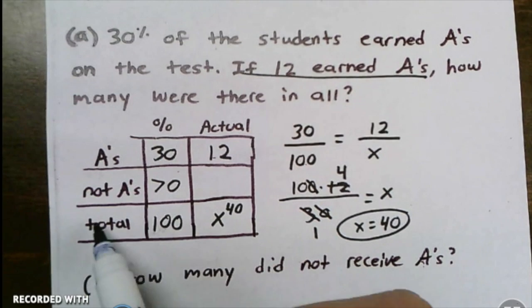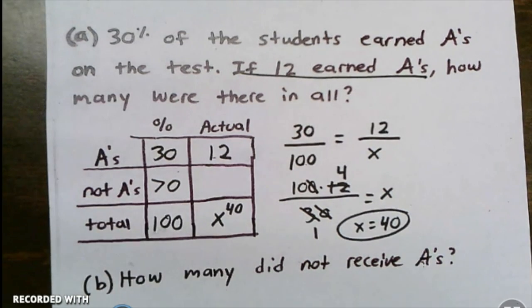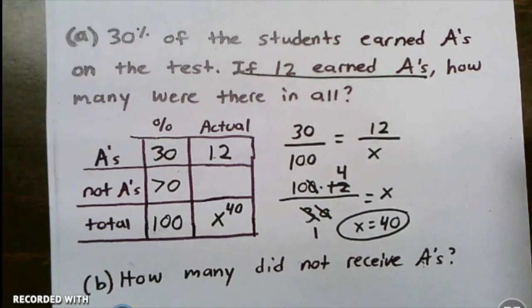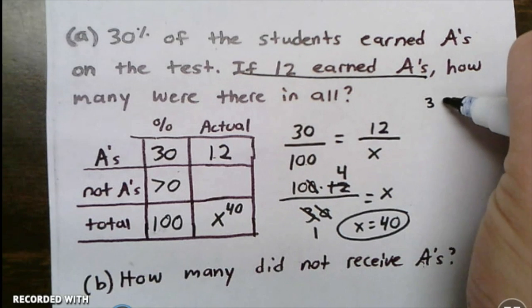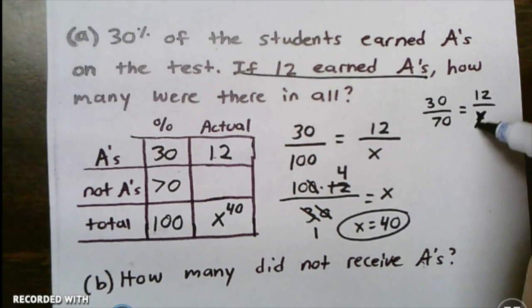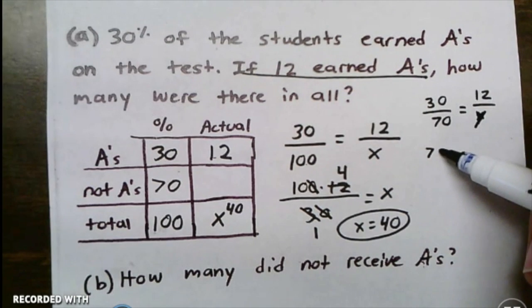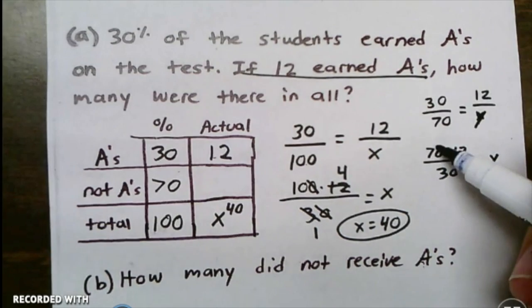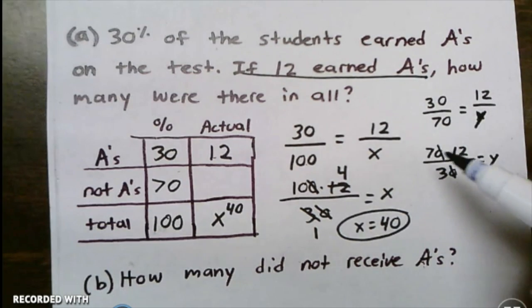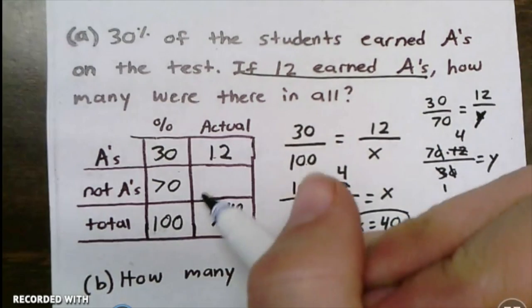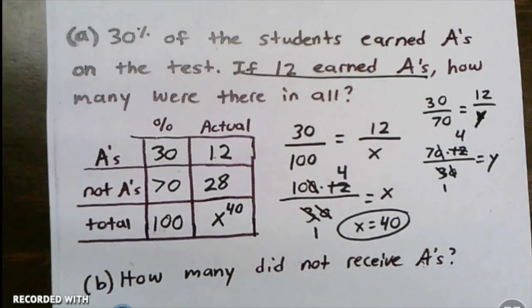Okay, what about if it asked me to find those that were not A's? Well, I could have done the same thing. By knowing this was 30 and this was 70, I could have used these as my proportion. I could have done 30 over 70 equals 12 over x. Let's make it a y so it's different. Then I would have done 70 times 12 divided by 30 to get y. Divide them both by 10, and then I would do 3 again, times 4, 7 times 4, and so we've got 28 would go in here.